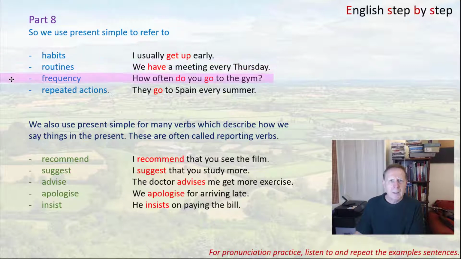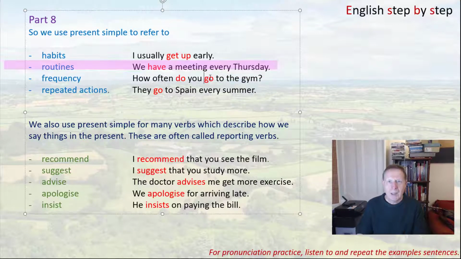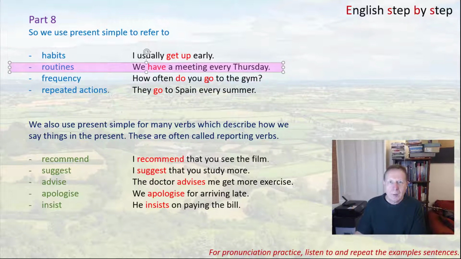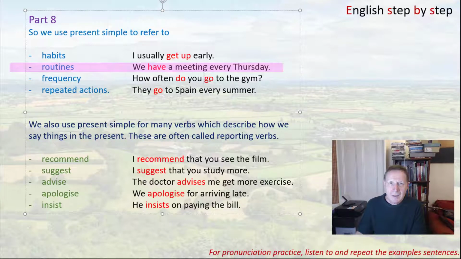Now, in this example, it's a question. So you can see this is actually the infinitive after the helping verb do. And the next one, repeated actions. They go to Spain every summer. So if we look at these two last examples, go in this sentence is the infinitive with do, but go in this sentence is the present simple form for they.